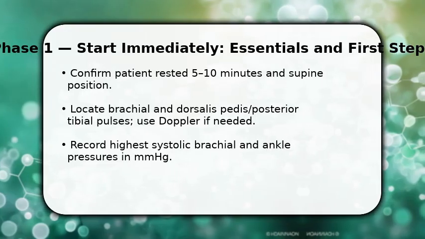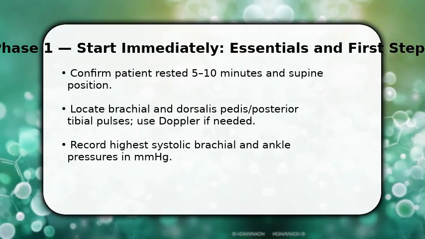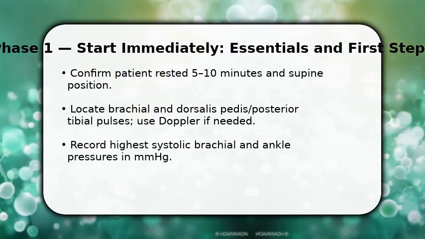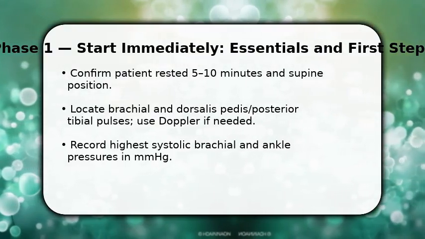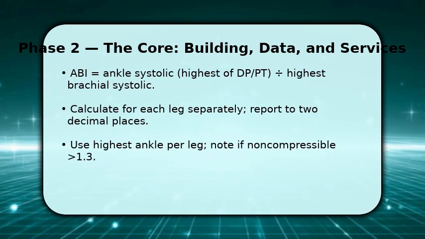Record the highest systolic pressure from the two brachial measurements. Once done, measure each ankle artery systolic pressure and write down the mmHg readings for both sides. Now calculate the ankle brachial index.